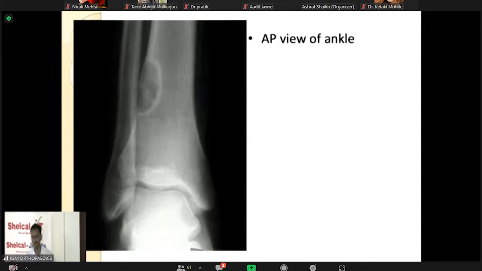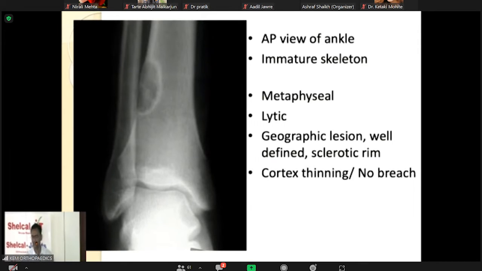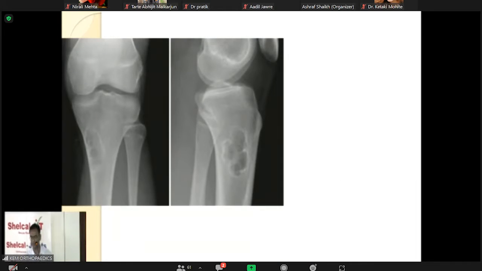Okay, I'll give you this. So AP view of the immature skeleton, metaphyseal area, lytic lesion, sclerotic rim. You can see the sclerotic rim, cortical thinning, no breach, no periosteal reaction. Is it a fibrous cortical defect or difficult? So, anyone? The madam in red. Yeah, you. Give her the mic now. And we are not asking for the diagnosis. We are asking for the description of the X-ray.